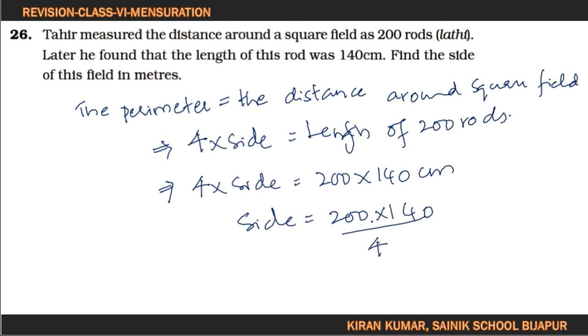Let's simplify. This will be 50 times 140, which is 7000 centimeters. If I want to convert into meters, I have to divide by 100. We get 70 meters. So the side of the field is 70 meters.